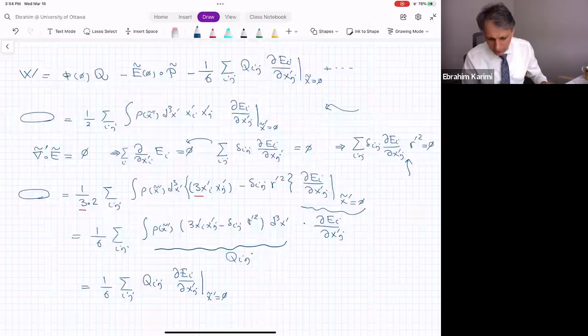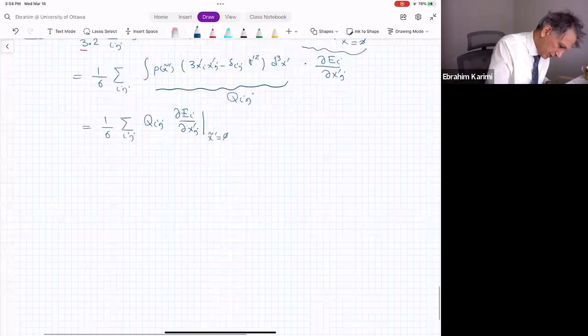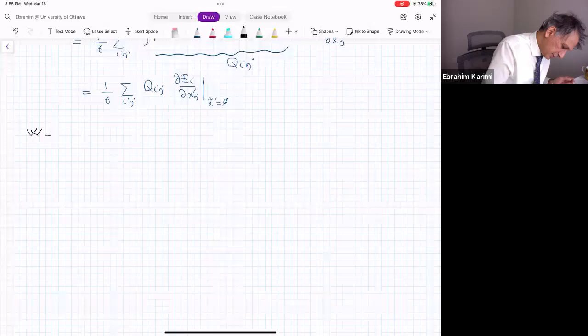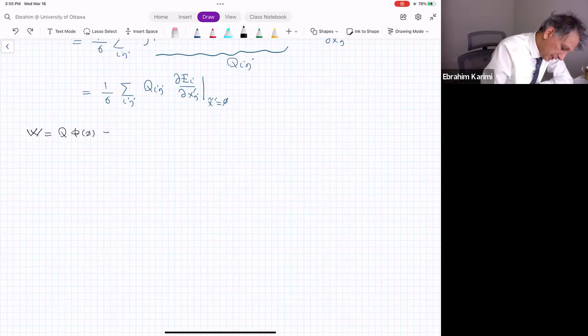Let's look at a specific case. Let me write it down, then we can discuss it. So the energy then is given by the net charge times the potential at that place, which is the center of mass or center of charge, minus P dot the electric field at that place as well, minus 1 over 6 summation over ij of the derivative with respect to x_i, x_j, at x prime equal to 0, plus the other terms.